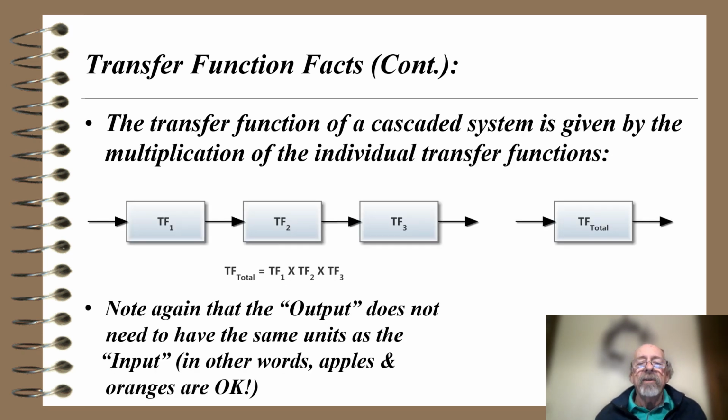How about the transfer function of a cascaded system? Here I show a block diagram of a cascaded system of transfer function 1, 2, and 3, represented by 3 blocks. The transfer function of a cascaded system is given by the multiplication of the individual transfer functions. The total transfer function is transfer function 1 times transfer function 2 times transfer function 3. Note again that the output does not need to have the same units as the input. In other words, apples and oranges are okay in this case.